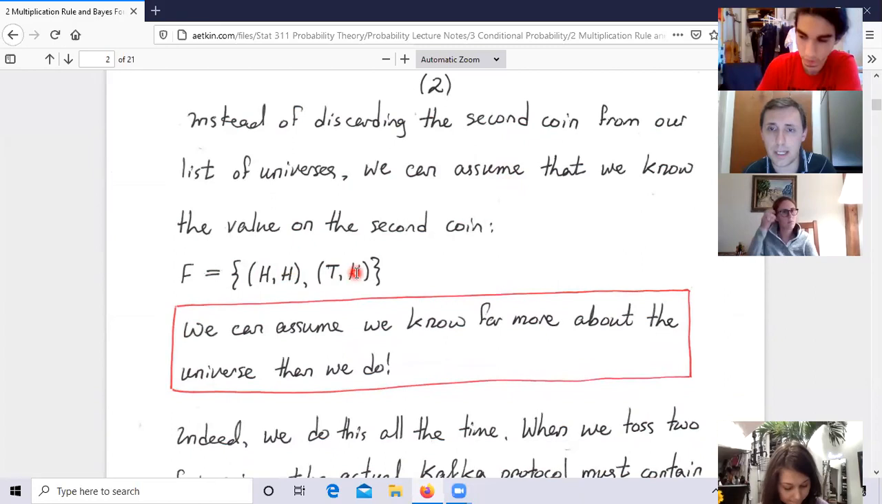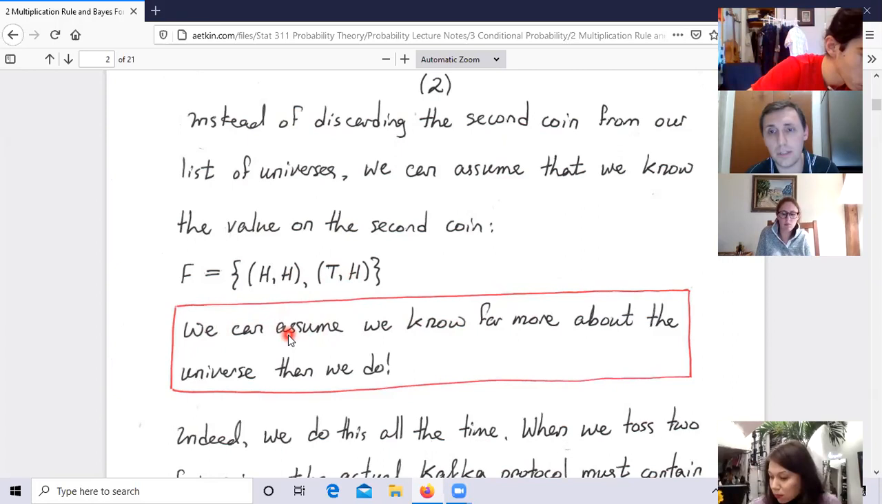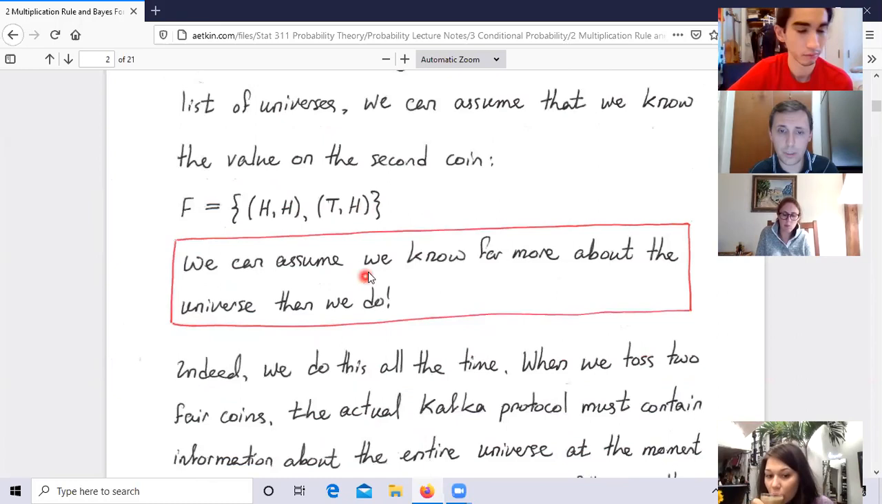And you will see below that this assumption matters. If you think, well, why are you wasting our time talking about it? Let's see if you say the same thing when I ask the next question, okay? So here is my premise: instead of deleting information, you can actually add information. Assume that you know far more than you actually do, okay? Which is what I did over here with the second coin. I assume that I actually know what was the outcome on it, okay?